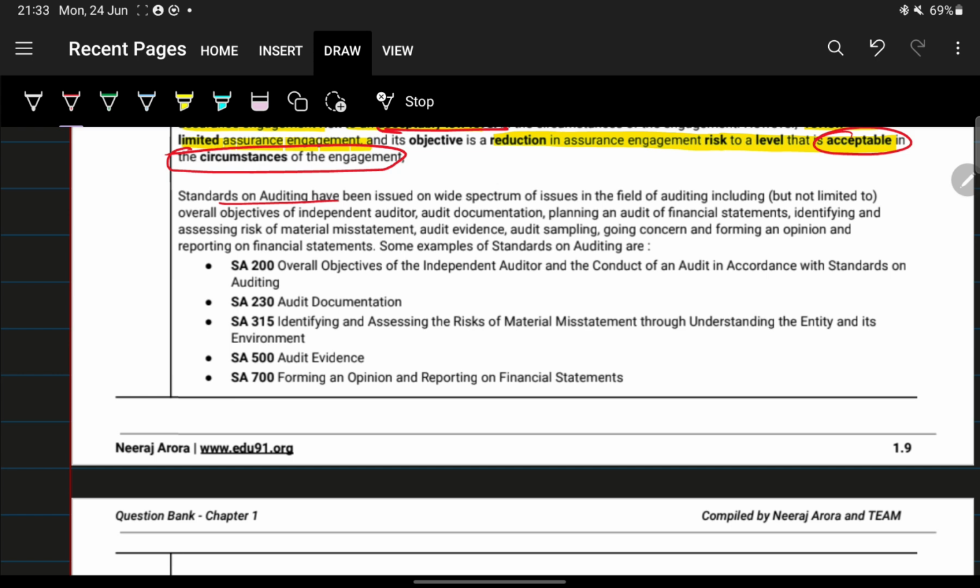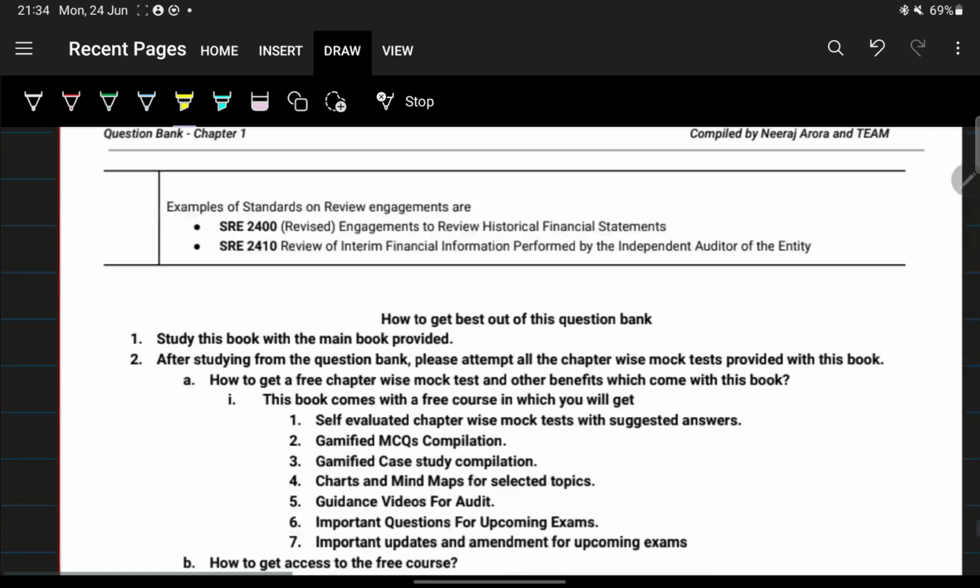Now they've asked for a short note on standards on auditing. Standards on auditing have been issued on a wide spectrum of issues, but not limited to these. Basically they've just written the essays over here, relating to independent auditor, audit documentation, planning, identifying and assessing risk of material misstatement, audit evidence, sampling. Basically all this you have to write.